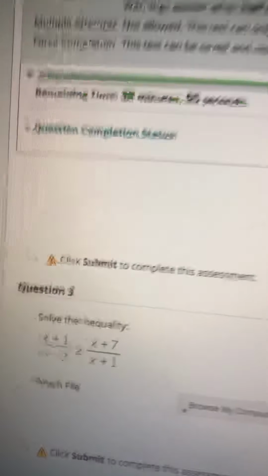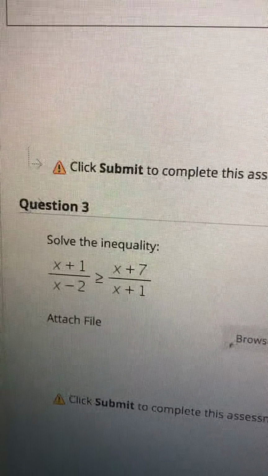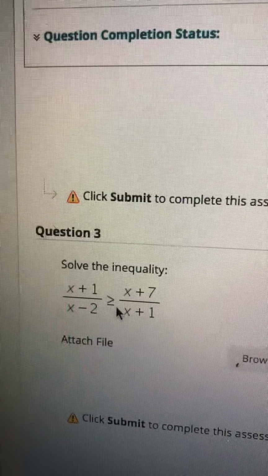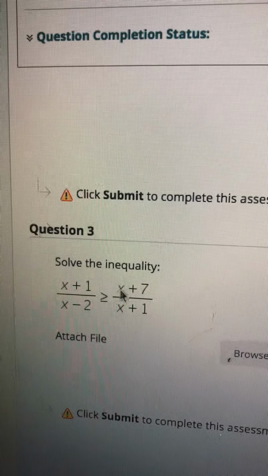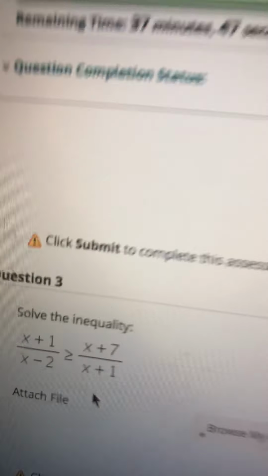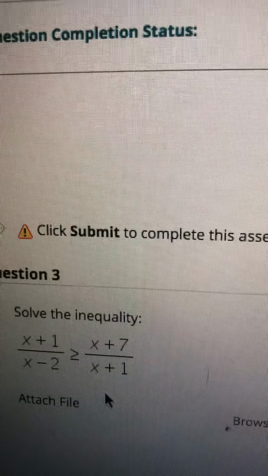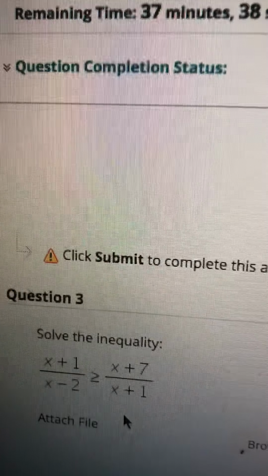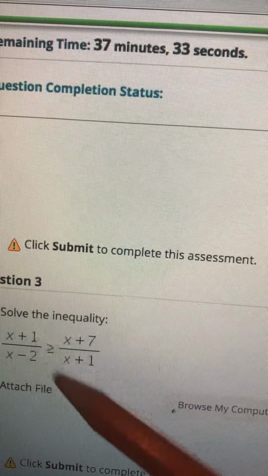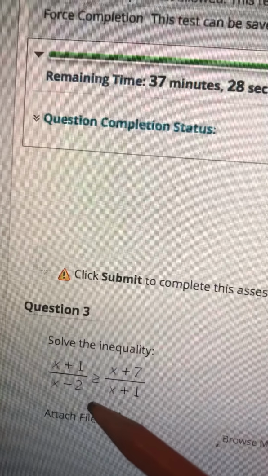Last but not least, the question asks us to solve the inequality (x + 1)/(x - 2) is greater than or equal to (x + 7)/(x + 1). The first thing I notice is that it's greater than or equal to, so we cannot use a simple algebraic method where we multiply x - 2 by x + 7 and x + 1 by x + 1, because as it's an inequality, that wouldn't work.